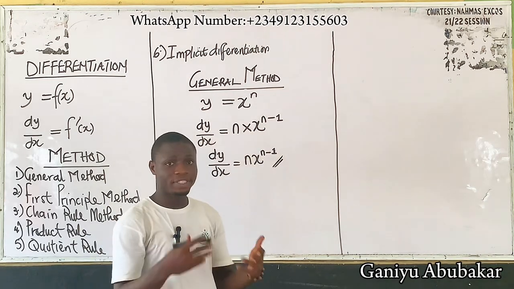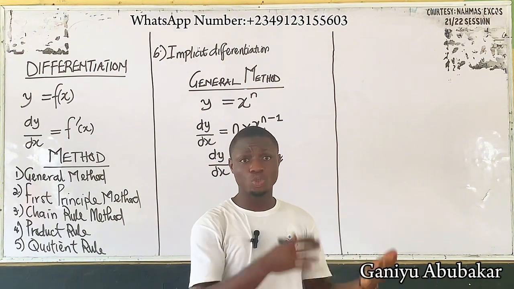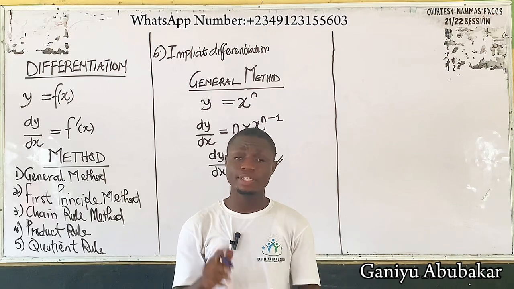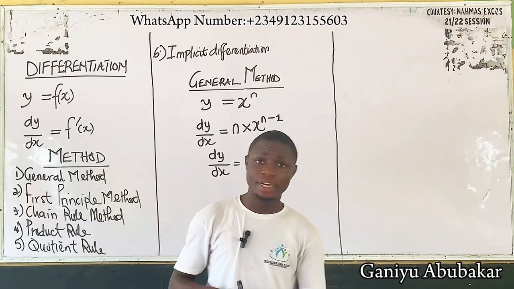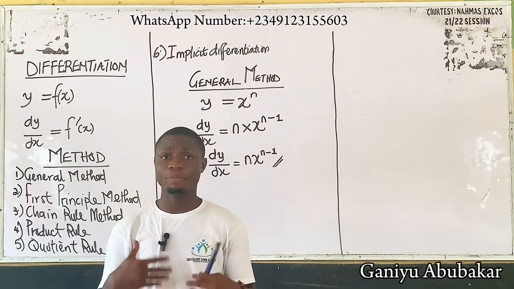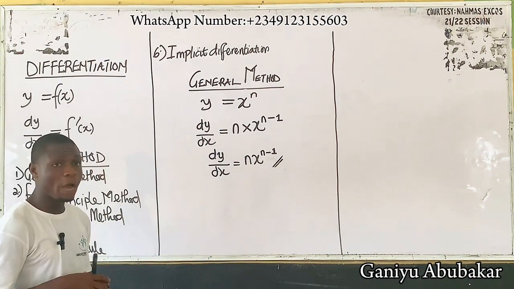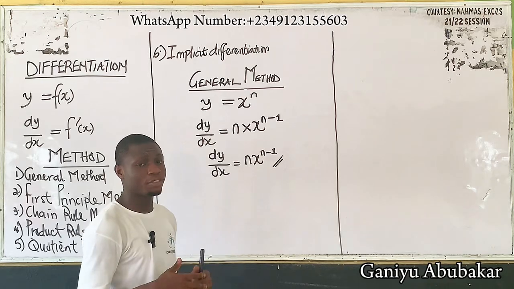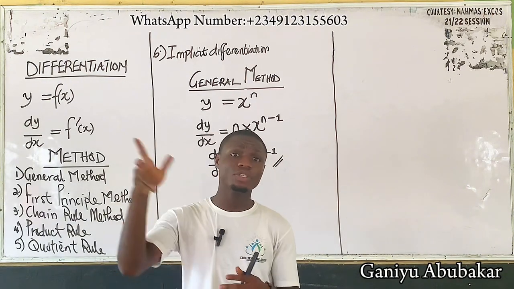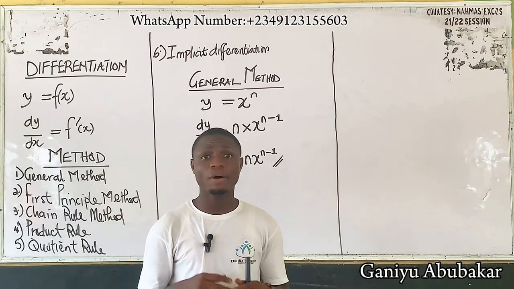So I'm saying again that the key thing to note when it comes to the general method is to multiply by the power and then subtract 1 from the power, as easy as that. Let's take 3 problems and see how we can evaluate them using the key concepts of the general method.